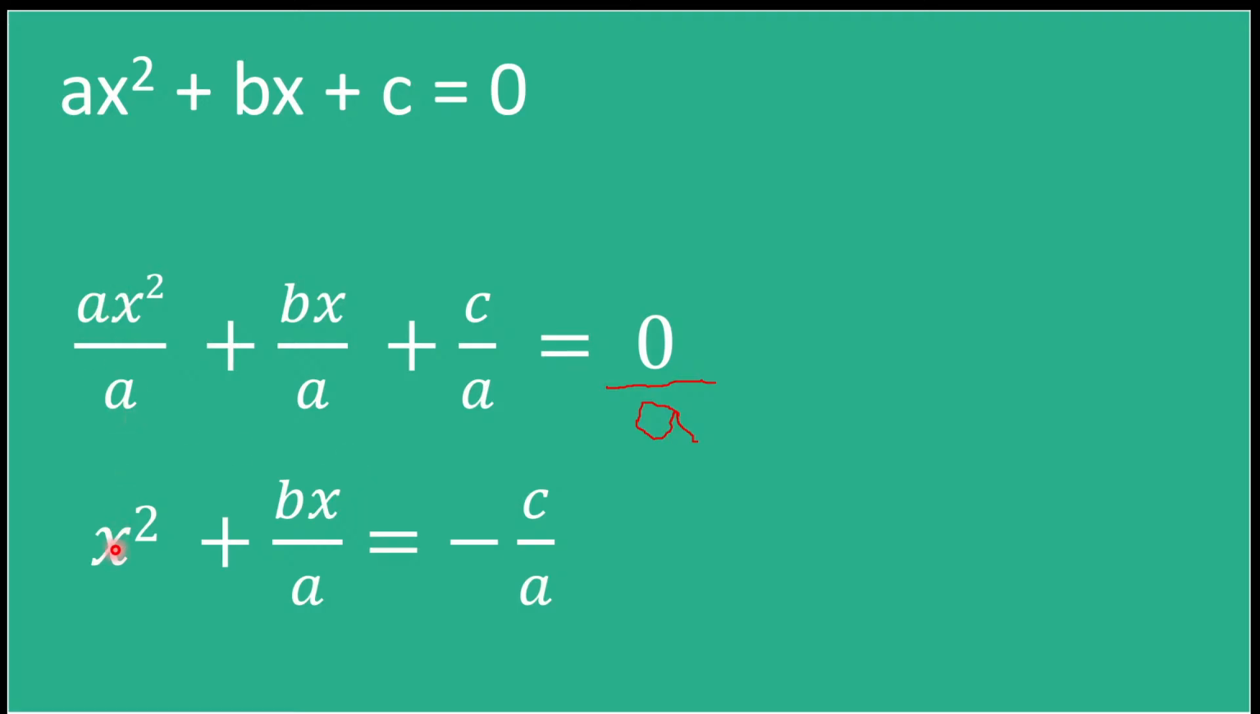And now this a will cancel this a, so this will become x square plus b divided by a x equal to c divided by a. We have sent this c divided by a to the other side of the equation, or you can say we will subtract c divided by a on both sides. So when we subtract c divided by a on both sides, this minus c divided by a and this plus c divided by a will cancel each other, and on the other side of the equation we will have minus c divided by a.